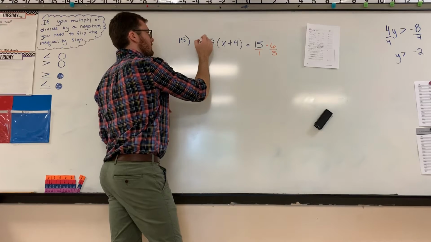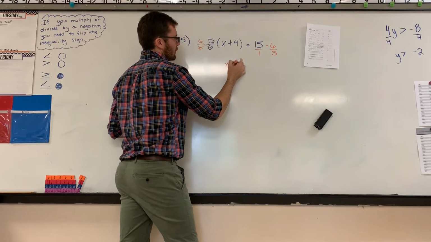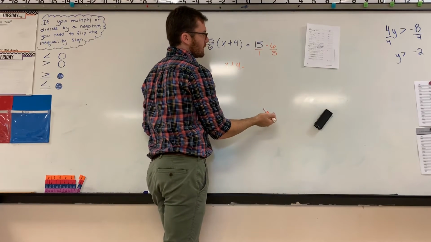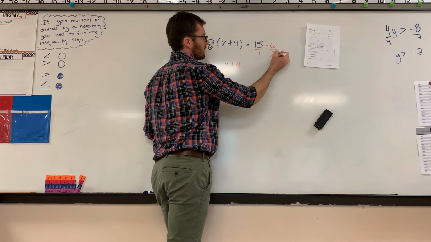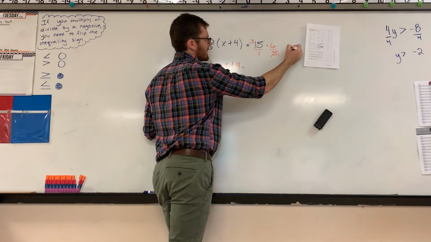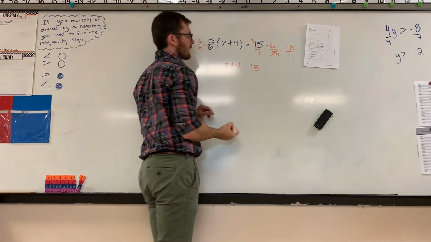So this would just cross out to be 30/30ths, or 1 whole. So I've got one group of x plus 4 equals... This one I'm going to cross cancel. It makes it easier for me. So 5 divided by 5 is 1, and 15 divided by 5 is 3. 3 times 6 is 18 over 1, so equals 18.